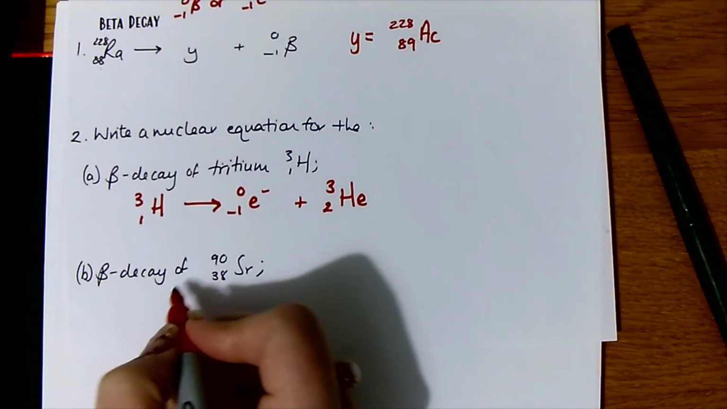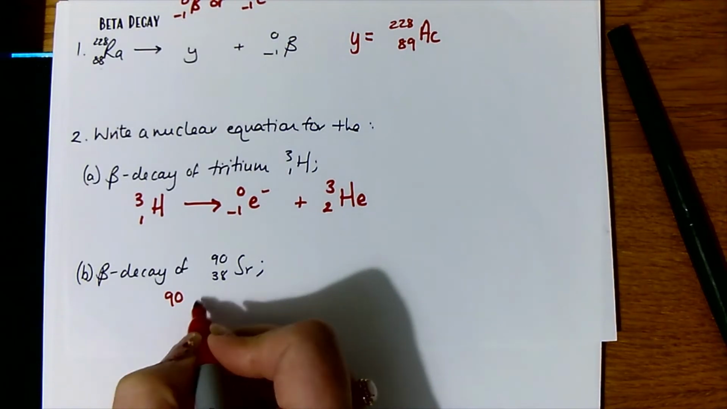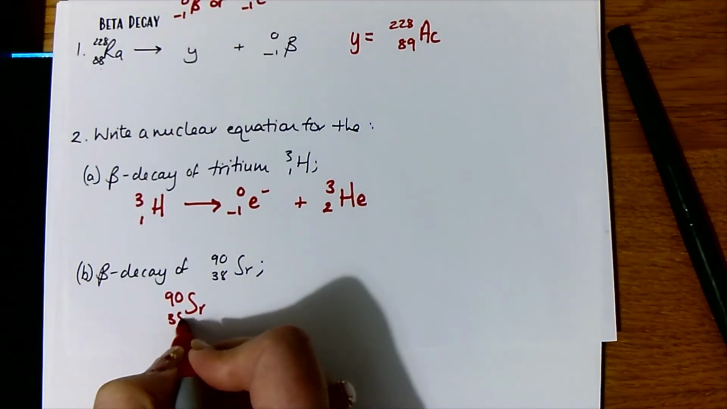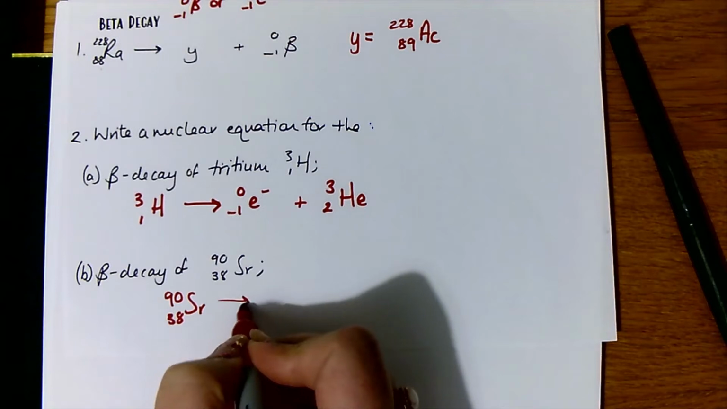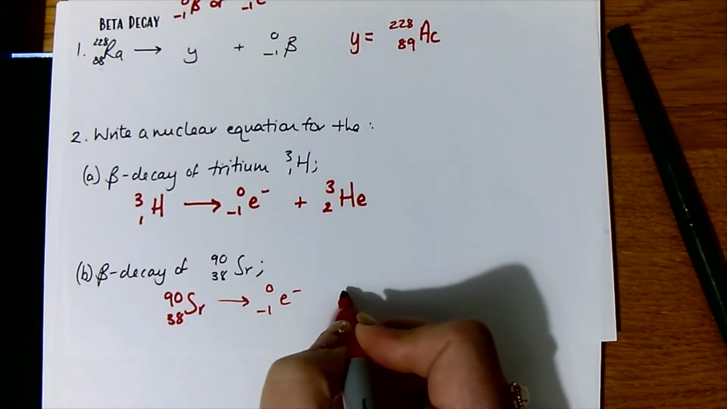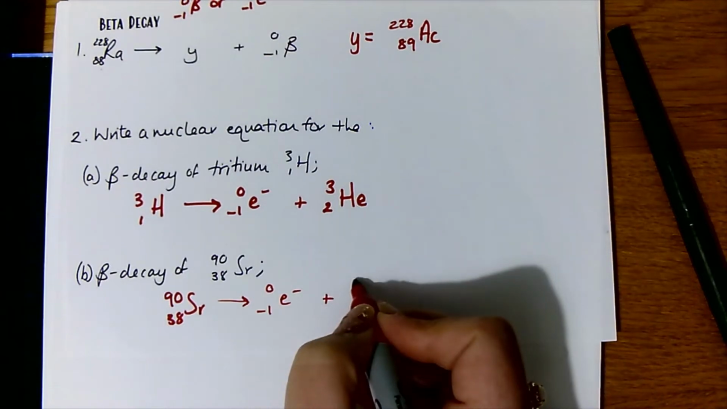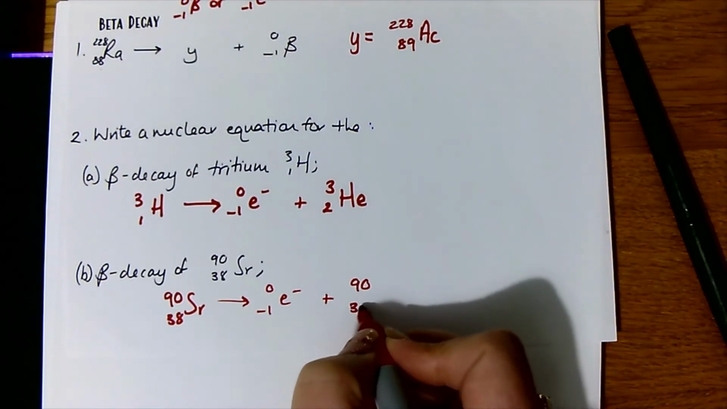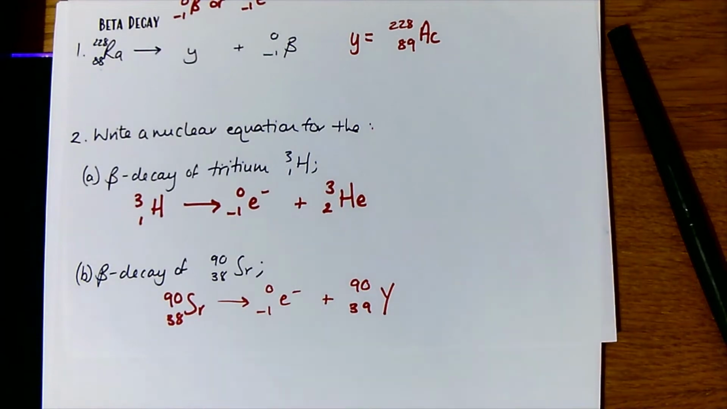And for our last one here, we have strontium-90, losing a beta particle to form yttrium-90.